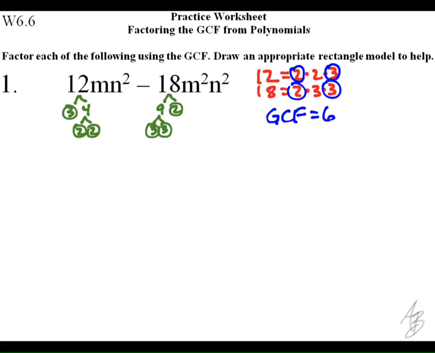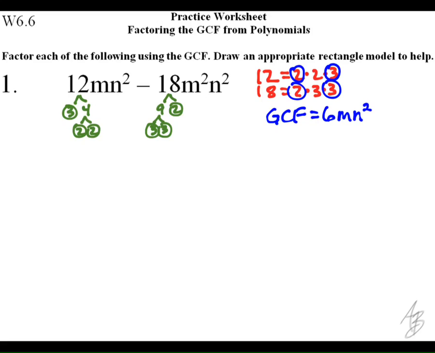And then looking at the variables, we have m's and n's. How many m's are going to be in my GCF? Just 1. We have 1 m here, and we have 2 m's here. So they only have 1 m in common, so there's just going to be 1 m there. How many n's do they have in common? There's 2 n's here, and there's 2 n's here, so how many do they have in common? 2, right? So our GCF is going to be 6mn squared.